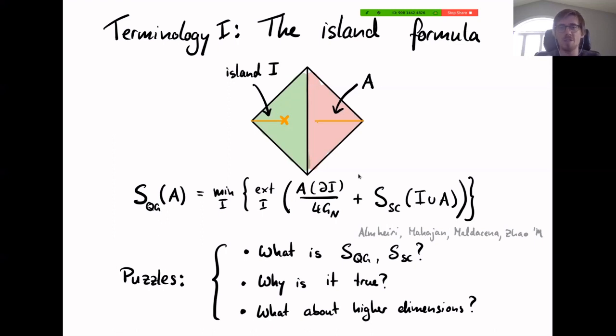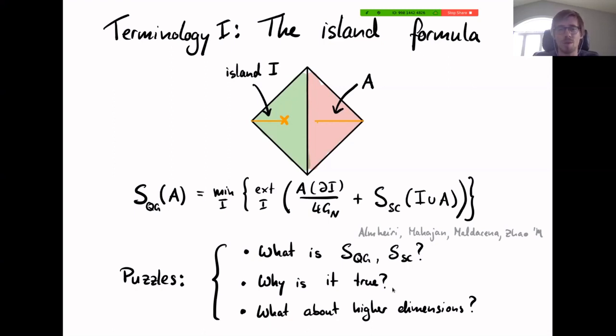Okay, in any case, if you see this island formula, you might be confused by a lot of things. First of all, I've introduced some S_QG and some S_SC, where SC stands for semi-classical. What are those things? It's kind of weird. I'm instructed to compute an entropy, add some area, consider some islands, and then I minimize over stuff. So what's up with this? What do these quantities really mean? They obviously can't be the same. Then second, why would that formula actually be correct?